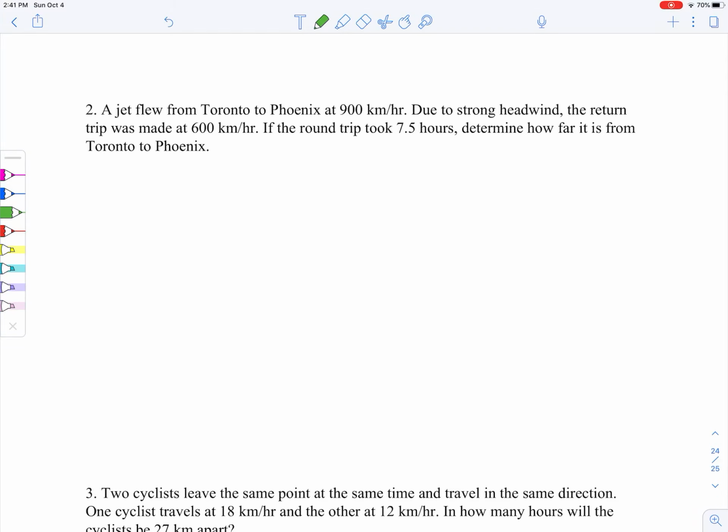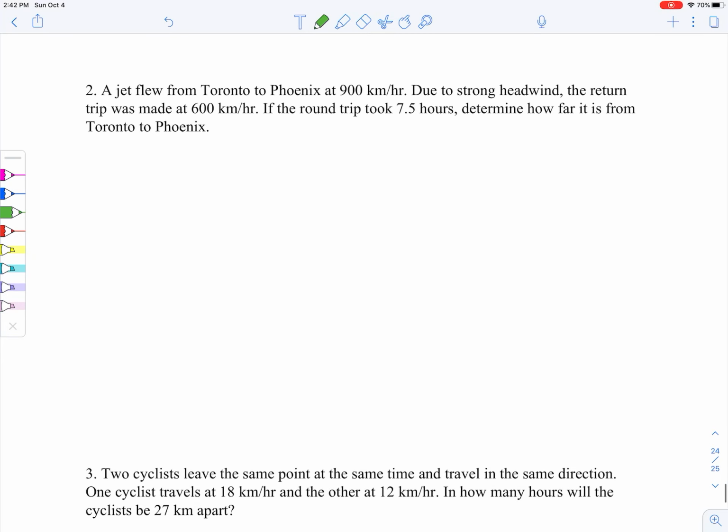A jet flew from Toronto to Phoenix at 900 kilometers an hour. Due to strong headwind, the return trip was made at 600 kilometers an hour. The round trip takes 7.5 hours. Okay, so we're going to be determining the distance from Toronto to Phoenix. And they tell us a couple things, and we're going to be able to fill in our speed, time, distance table. So the first one, we have Toronto to Phoenix, and then coming back is Phoenix to Toronto.